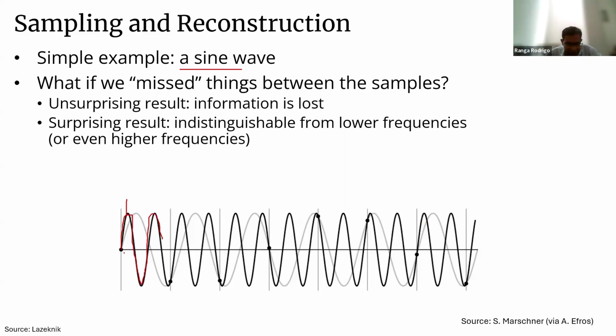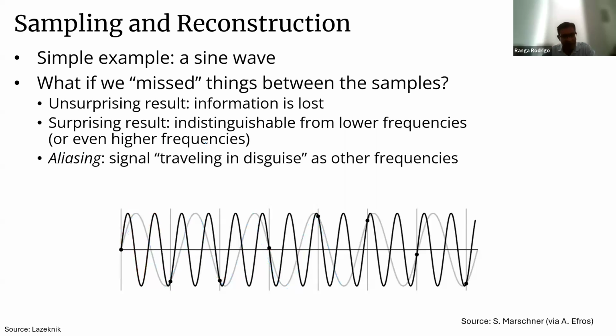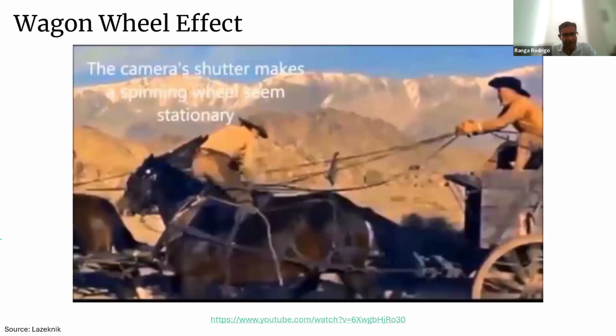And now what has happened here is sampling has happened here, here, and so on. So to represent those samples, you don't have to draw a sine wave of that high frequency. You can draw this gray sine wave, which is of a low frequency, that exactly goes through those samples. So because we have undersampled, these samples represent a lower frequency signal. Or even higher frequencies we can draw. So therefore, sampling properly is very important. Aliasing means a signal traveling in disguise as other frequencies. So these kinds of things we have seen.